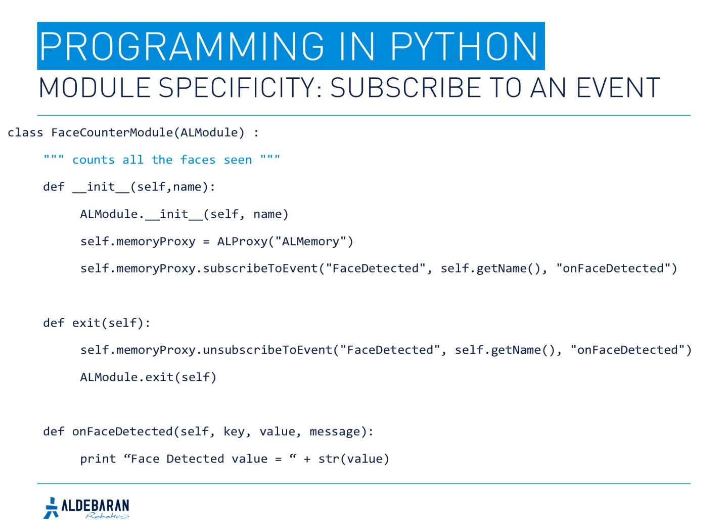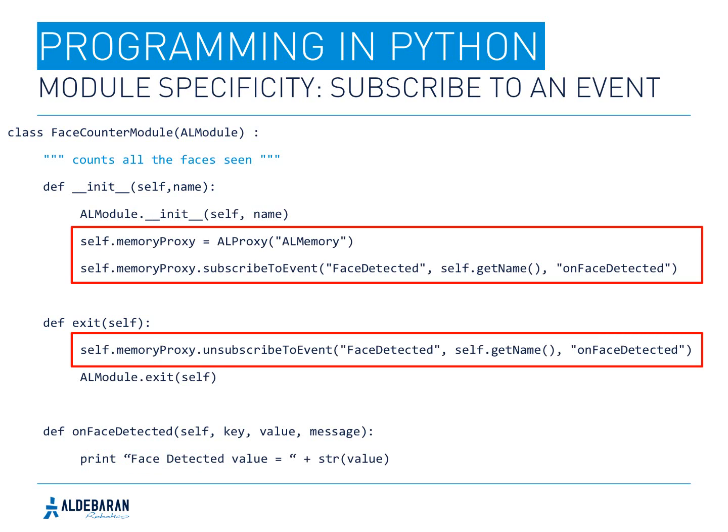So first in the constructor and destructor we need to call the parent's constructor and destructor, this for having a module working correctly, and then you can see in the middle the connection with a proxy again to the ALMemory module. We don't need to provide any IP address because the broker knows already where NAO is. So we connect to ALMemory and we subscribe to the event called FaceDetected.